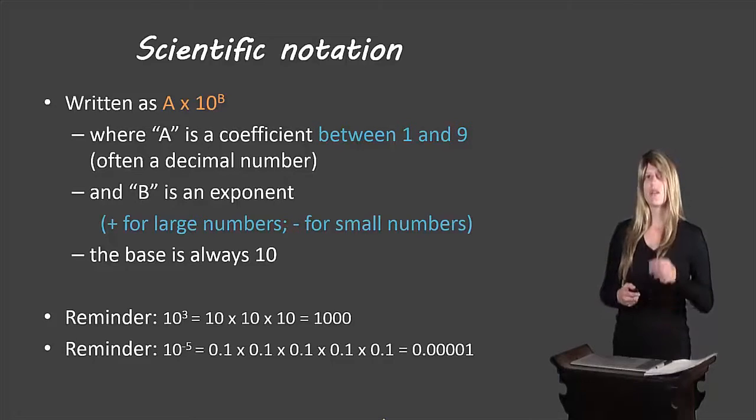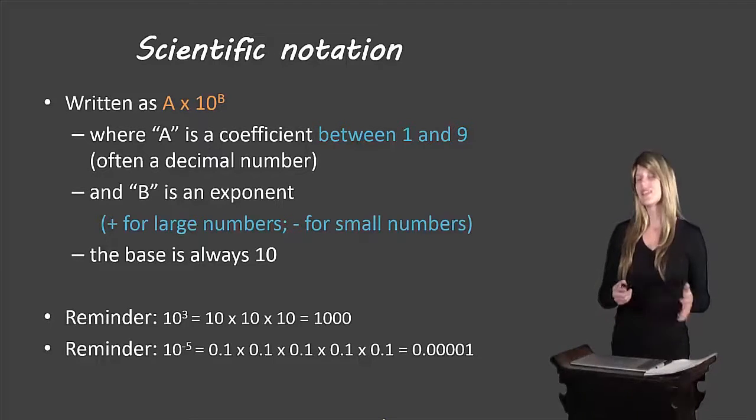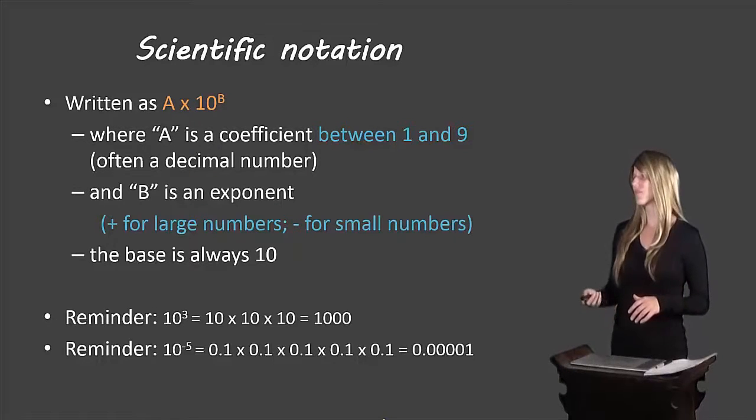And just a reminder about exponents, if we have something like 10 to the power of 3, that means 10 times itself 3 times. It's not 10 times 3, it's 10 times itself 3 times. So 10 times 10 times 10. If we have an exponent that's negative, it's 0.1 times itself, however many times in the exponent. So if it's 10 to the negative 5, then it's 0.1 times itself 5 times.